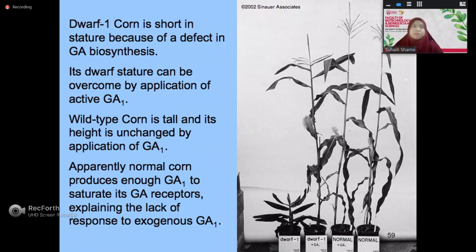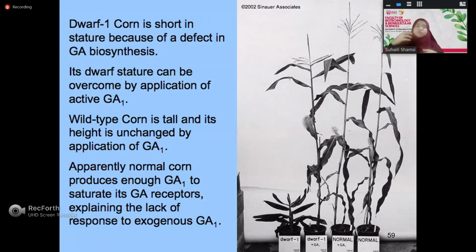So, like I told you guys yesterday, hormones have their own receptor, right? Just like how an enzyme has its own active site. So they have a certain capacity to take up the hormone itself. Only a certain amount or concentration of hormone can bind to the receptor. And this is the case with normal corn. Apparently, normal corn produces enough gibberellic acid to saturate its GA receptor.